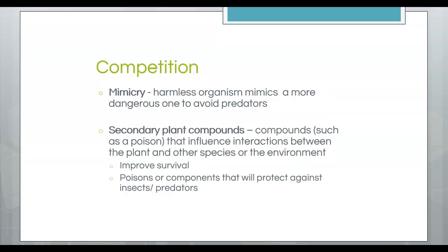For competition, we also look at mimicry, which is when harmless organisms mimic a more dangerous one. This helps them to avoid predators and enhance their survival. We also look at secondary plant compounds. These are compounds like poisons that can influence the interactions between plants and other species and the environment. It helps to improve their survival and it protects them against other insects and predators.